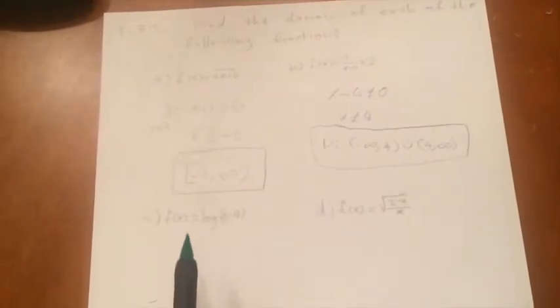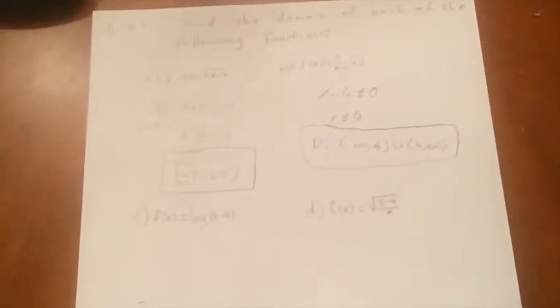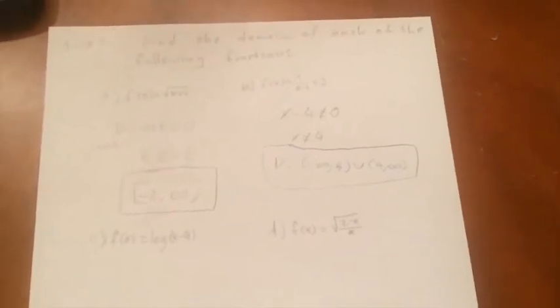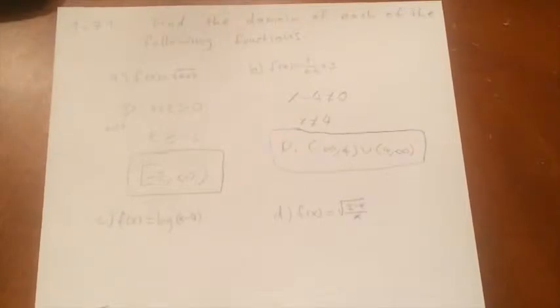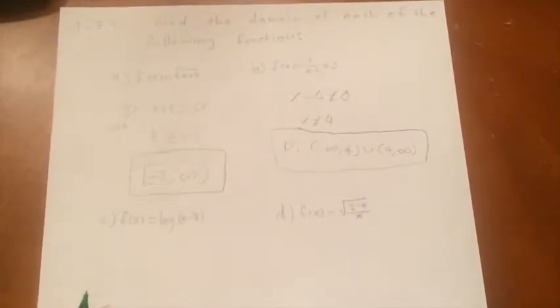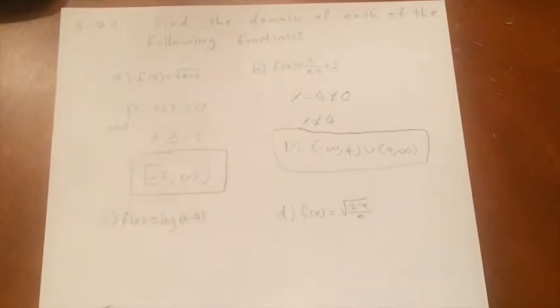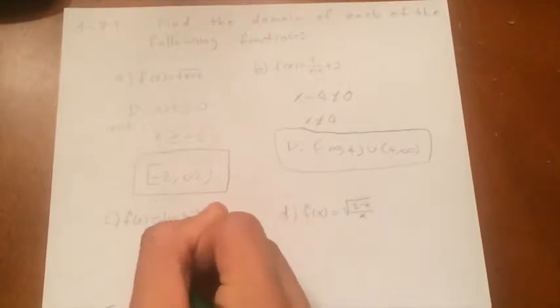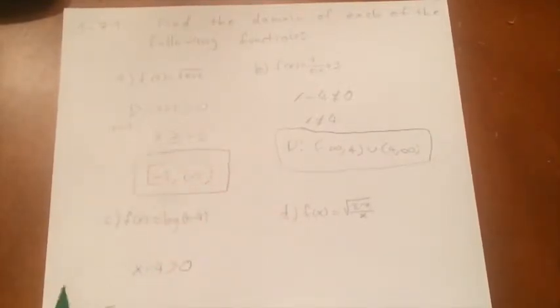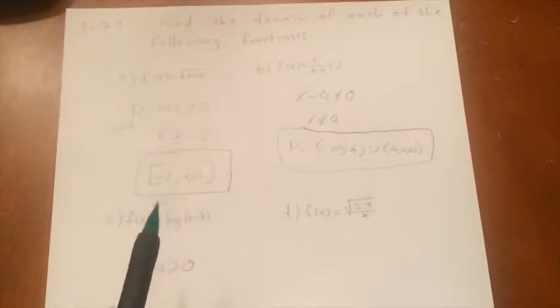And then for part C over here, the function is f of x is equal to log of x minus 4. Just to understand this function, you need to know that you cannot take the log of 0 or a negative number. So x minus 4 has to be greater than 0. It cannot be equal to 0 and cannot be less than 0, because you cannot take the log of a negative number. That's really important.